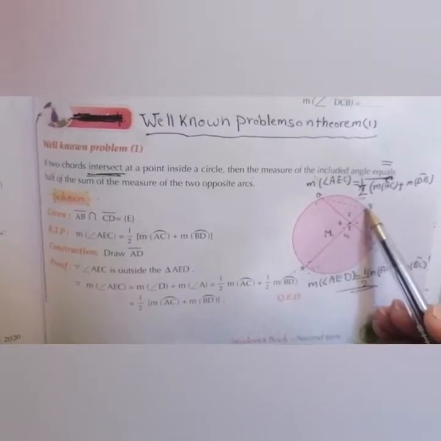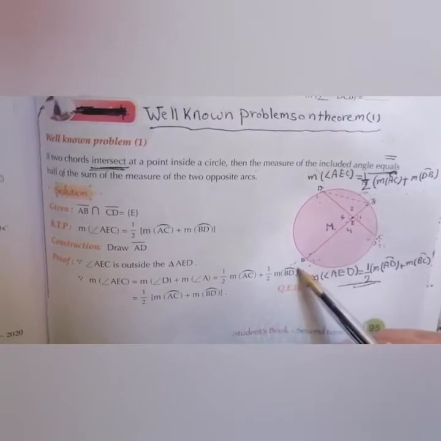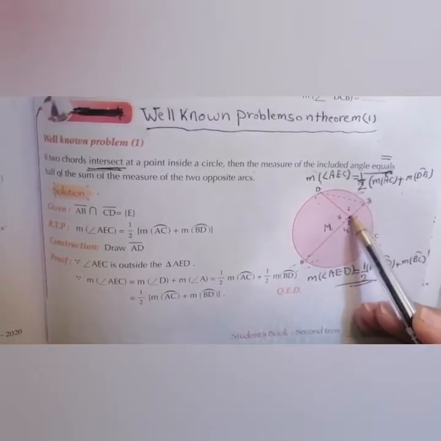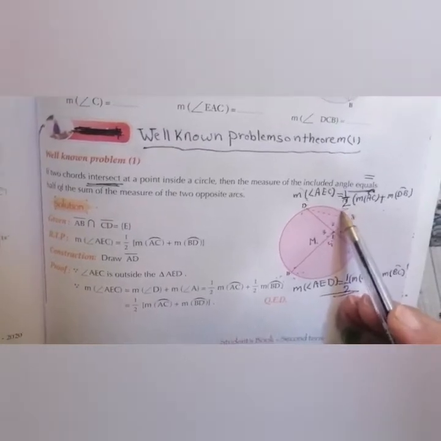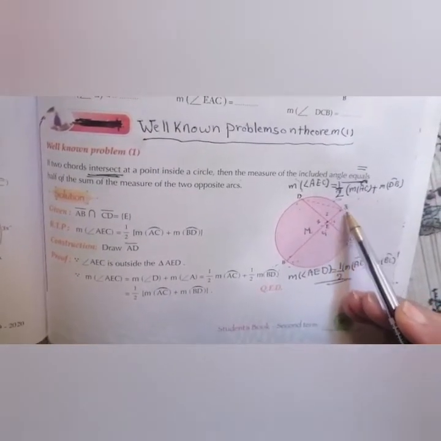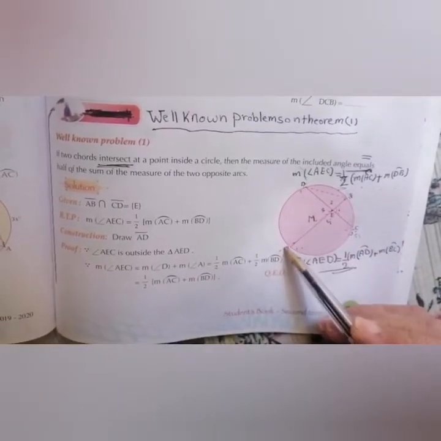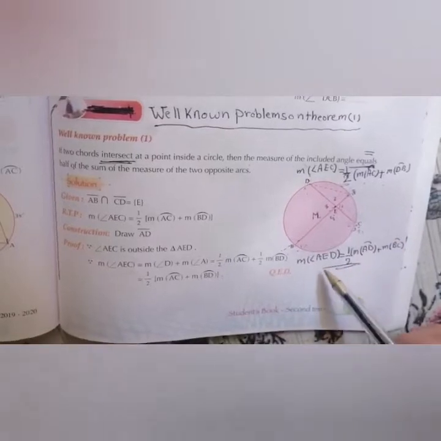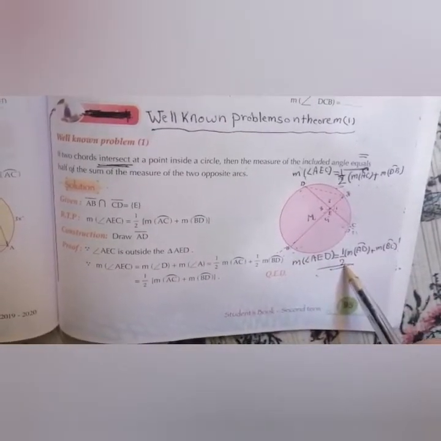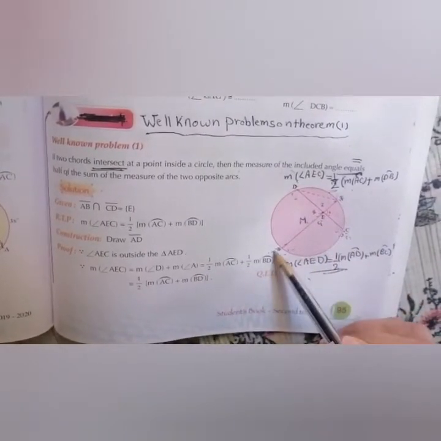If two chords intersect inside the circle, AB and DC, we can find the included angle by taking half the sum of the measures of two opposite arcs AC and DB, or measure angle AED equal half measure arc AD plus measure arc BC.